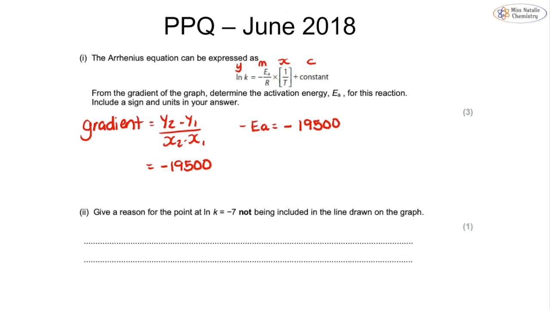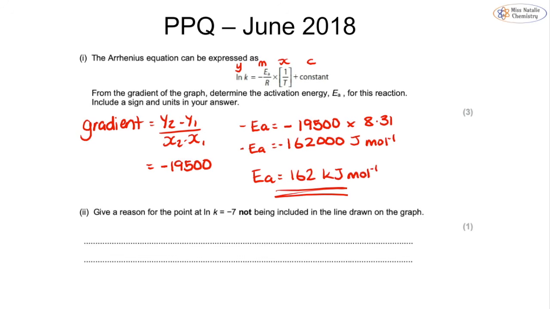When you rearrange, you're going to get your value being your gradient times the gas constant, and that would give you a value of 162,000. The two negatives will cancel each other out, and of course this is in joules per mole. We want to convert that to kilojoules, so for our activation energy we divide by 1,000, and it is going to be 162 kilojoules per mole, and that would be for 3 marks.